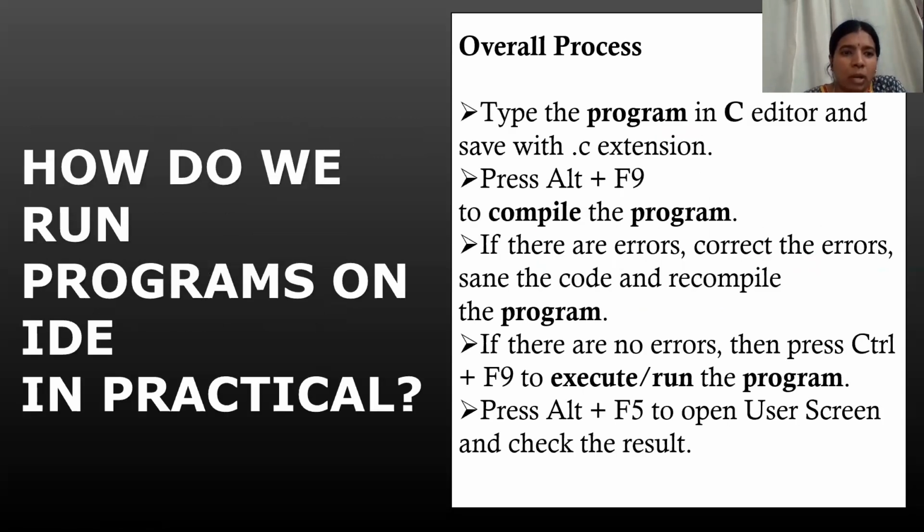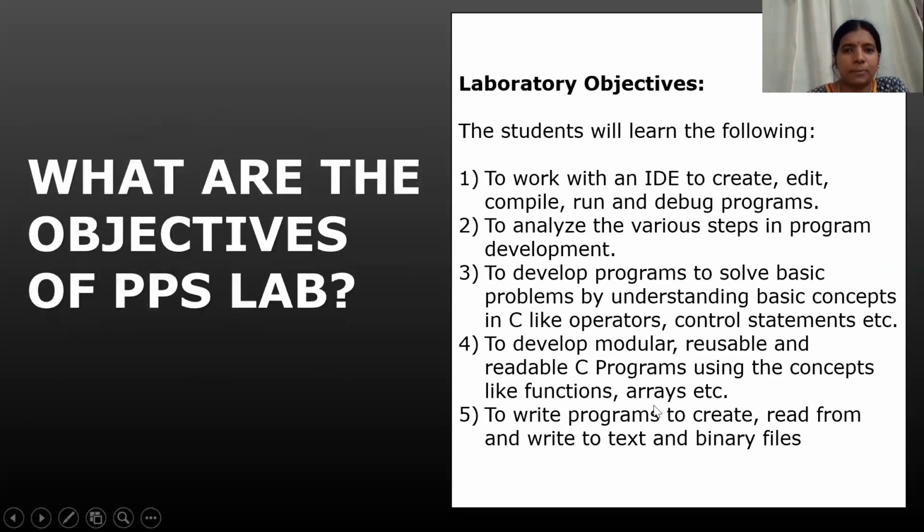How do we run programs on an IDE? Given an IDE, or an editor, how do we run? Every C program is written on an editor. So open a C editor and save your code with the proper extension. To compile your program, use Alt F9. If there are any errors, go back and edit the same code, and then come back and press Ctrl F9 to run your program and check your result.